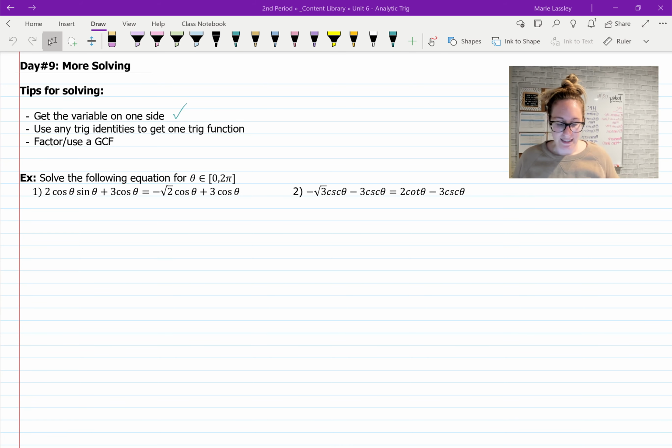Using trig identities to get one trig function. All right, so sometimes if you have multiple trig functions in a problem, you may want to think about using one of those trig identities. This is actually something that we're going to talk more about next class.